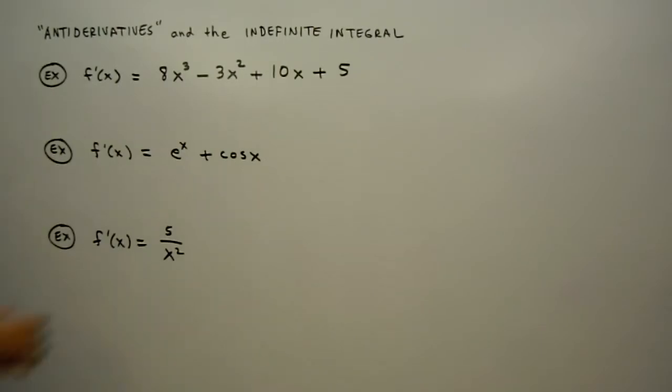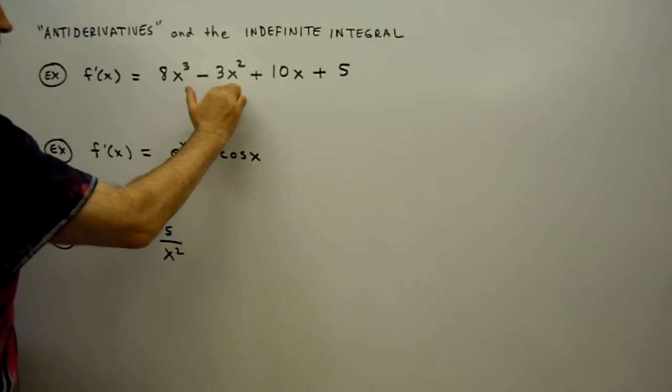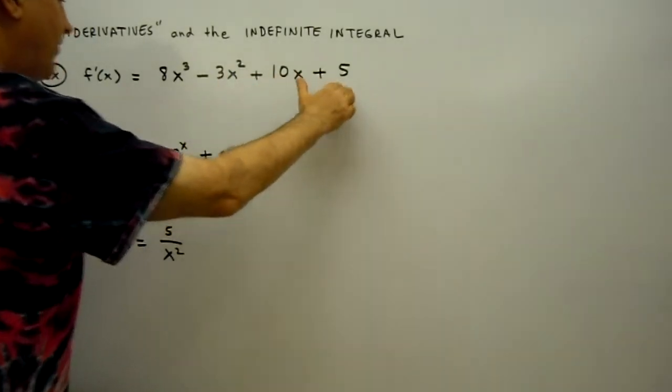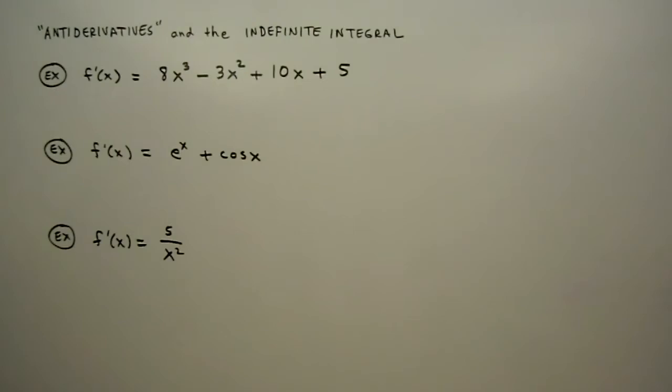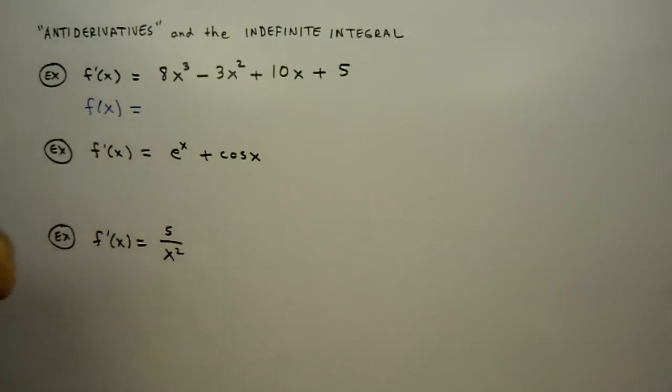So for instance, for the first example, if the derivative of a function is 8x to the third minus 3x squared plus 10x plus 5, what is the original function that had this for a derivative? So, in a sense, we're going to be using the derivative rules in reverse, thus being called the antiderivative. So, thinking to ourselves, what would the original term be that would have given you that portion of the derivative?